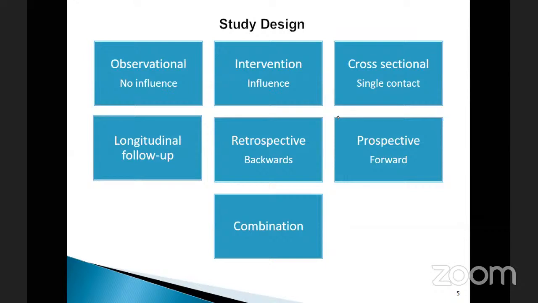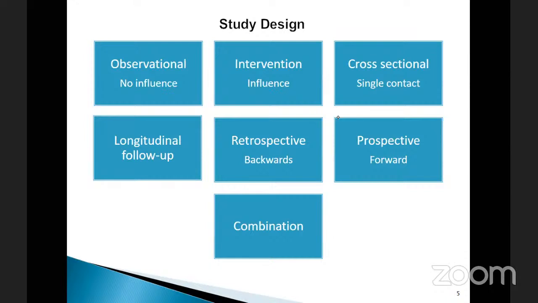Now, if you look at this, you can see that we can begin to pair them, observational and interventional. One looks like the opposite of the other, so you can pick that. You can also describe in terms of being cross-sectional or longitudinal, so you can also pair those two. In terms of time, compare retrospective and prospective.